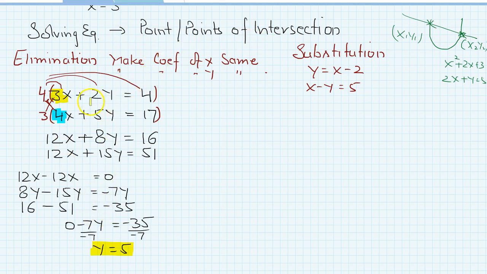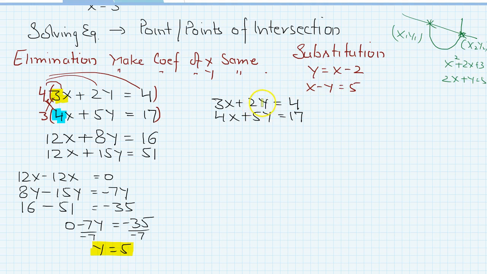Now this is the value of x. I put the value of y here and get the solution. Now I'm going to write it again. I'm going to use the same method. 3x plus 2y is equal to 4, and 4x plus 5y is equal to 17.